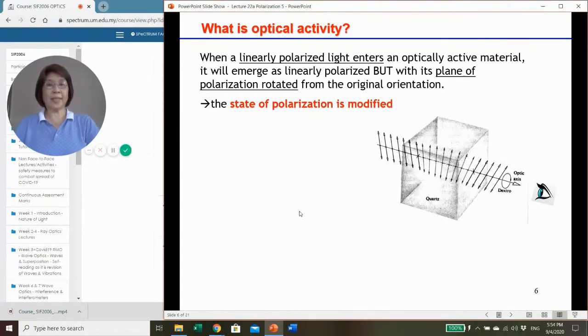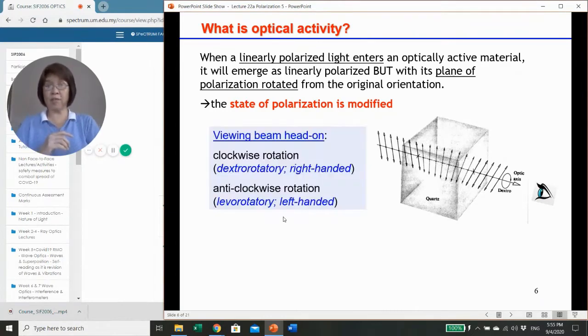Now, what is optical activity? Well, when a linearly polarized light enters an optically active material, for example, quartz here, it will emerge still linearly polarized, but would have its plane of polarization rotated from the original orientation. See, this is where it enters, this is how it exits, this plane of polarization here. So the state of polarization is modified.